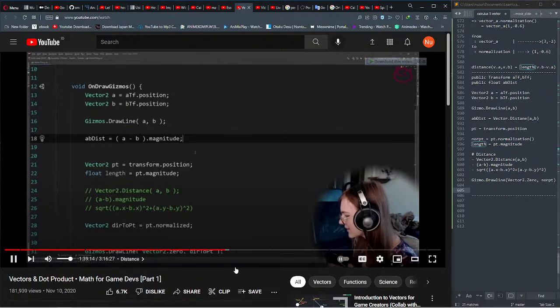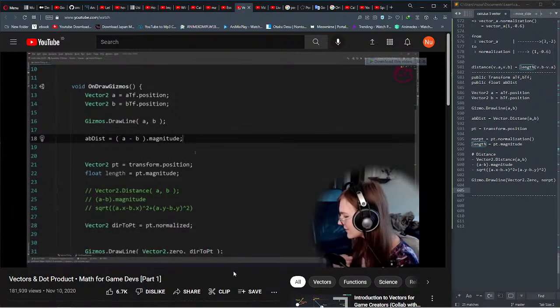Generally speaking, no one's going to get mad at you for doing a minus b dot magnitude instead of vector 2 dot distance. I don't think so. I mean, the first one might be slightly more esoteric because you sort of need to know the underlying math for that to be readable. But I think most people should know about that. It's a very important concept.